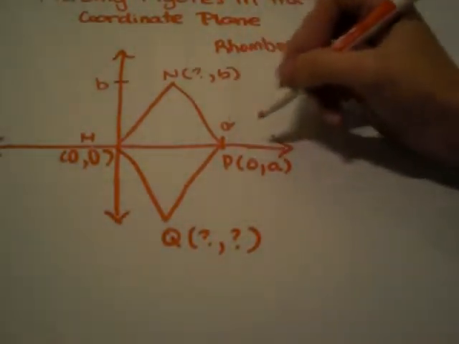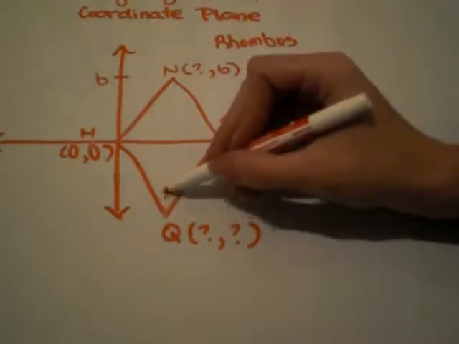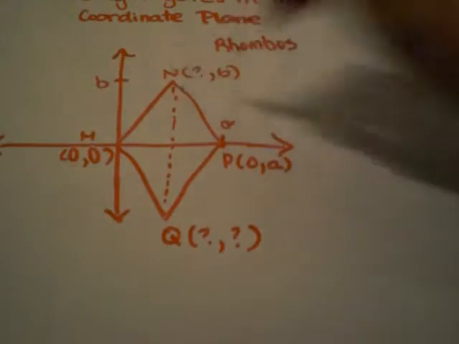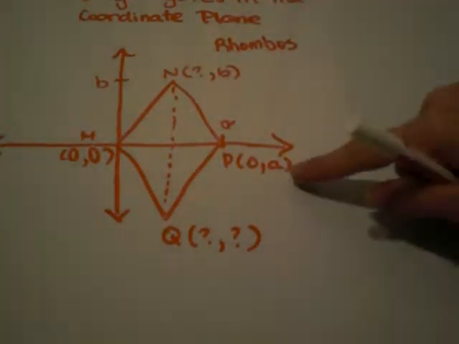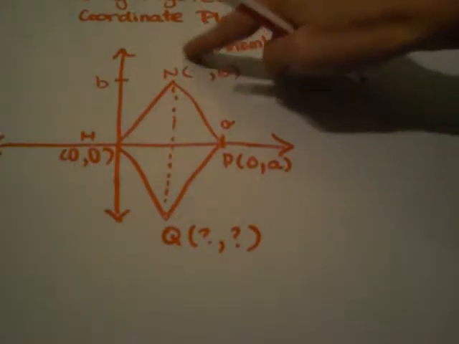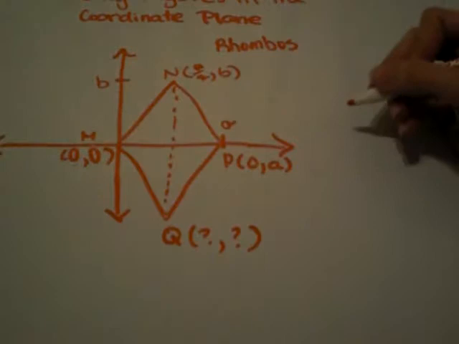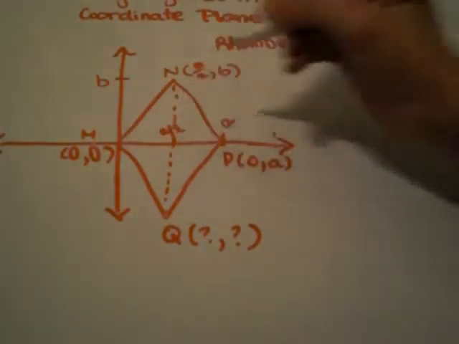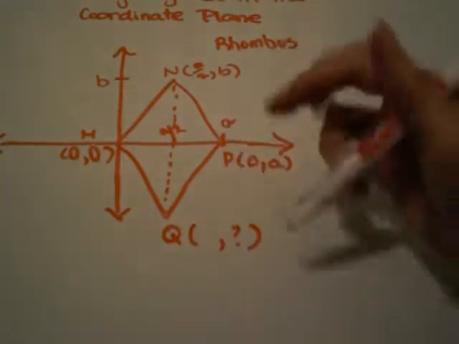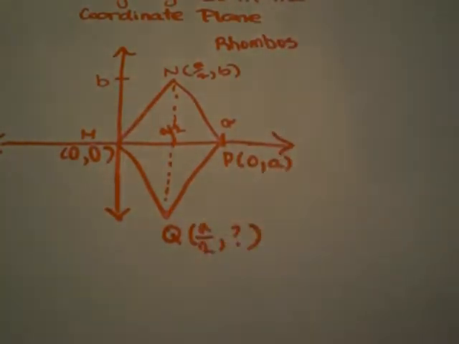Okay, if I go all the way over to A to get here, we know that a rhombus has symmetry. So if I've only gone halfway to A, I've gone A over 2 spaces. So this point would be A over 2. And this one's at the same distance, so that would be A over 2 as well.